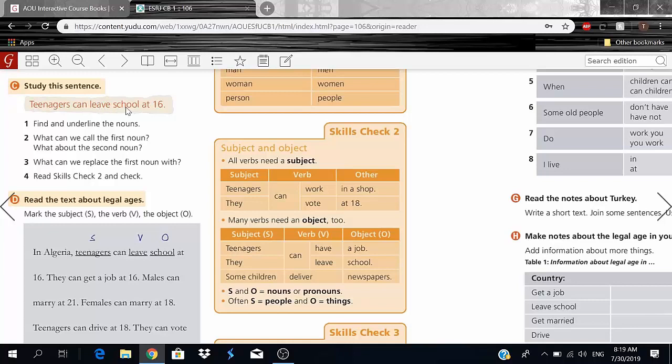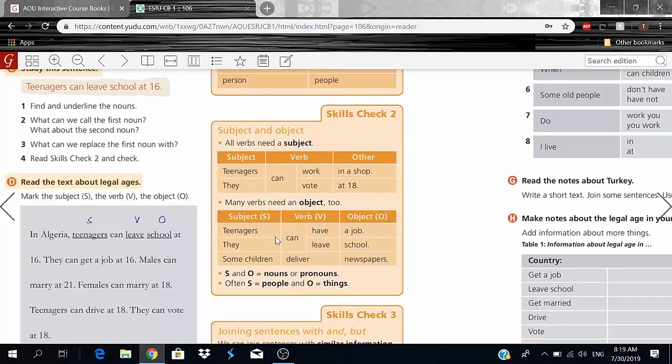And actually let's go to the skills check here. Many verbs need an object too. And listen, it said many verbs. It didn't say all verbs. So there are some cases where there can be a verb without an object. It's just not that common, okay? But here it said all verbs need a subject, thus telling us that you always need a subject with a verb, right? So let's take some examples here. Teenagers can have a job. That's an object. They can leave school. Some children deliver newspapers. Teenagers can leave school.